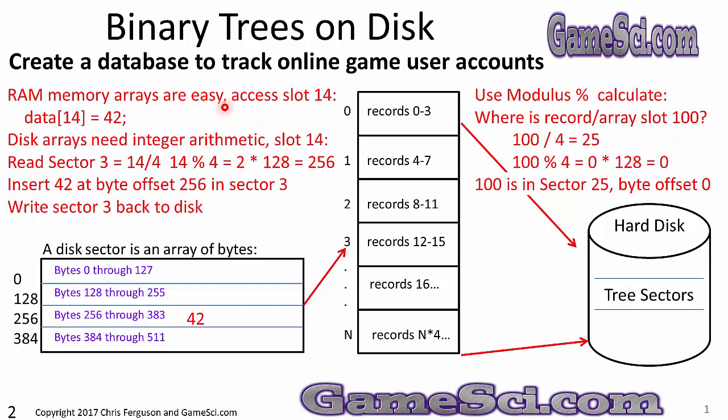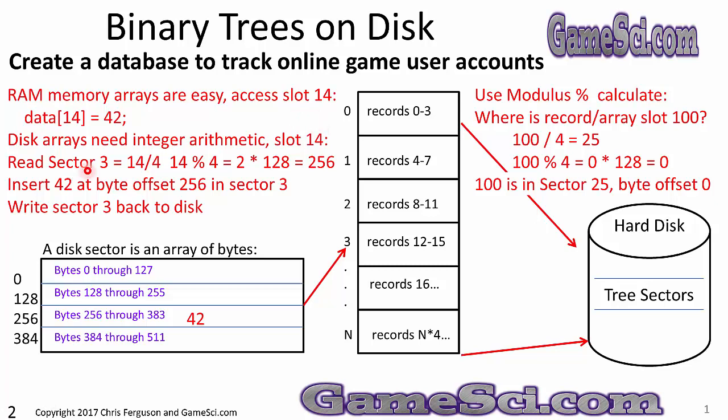RAM memory arrays are easy. To access slot 14 of a RAM memory array, you just go to data subscript 14, and assign it 42. Disk arrays need a little integer arithmetic. Think of the disk drive as a virtual array. Whatever was in slot 14 of the RAM memory, you can calculate which disk sector slot 14 of the RAM memory should be in. Think of slot 14 this way.